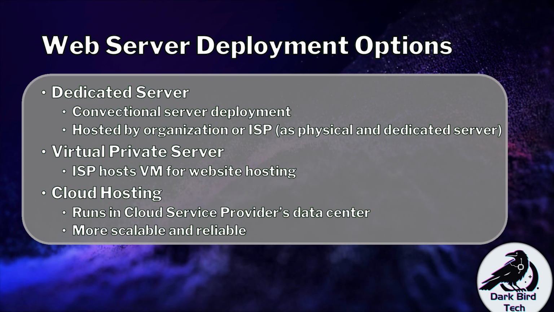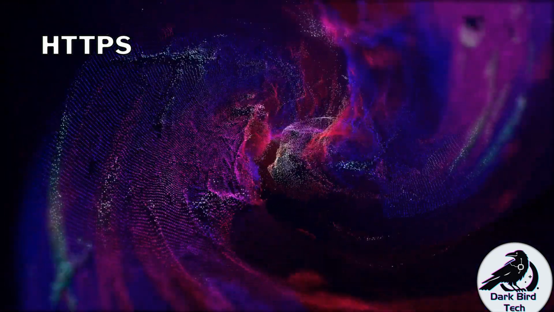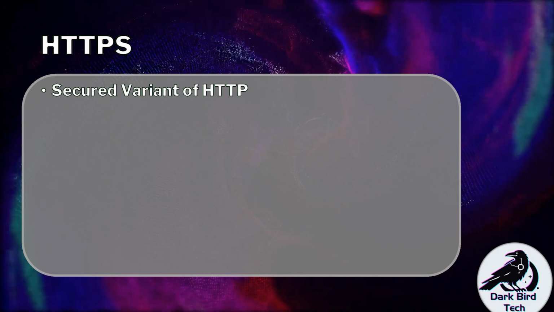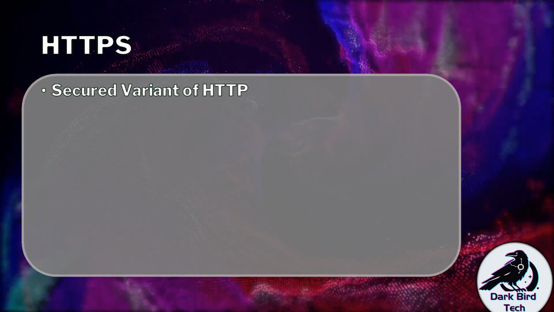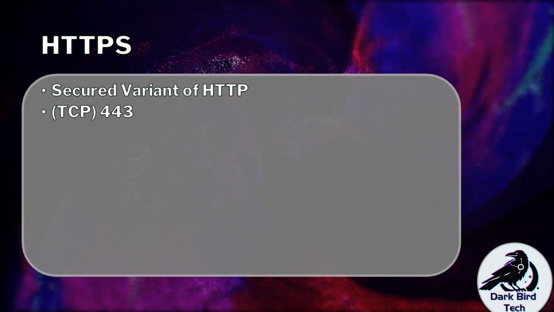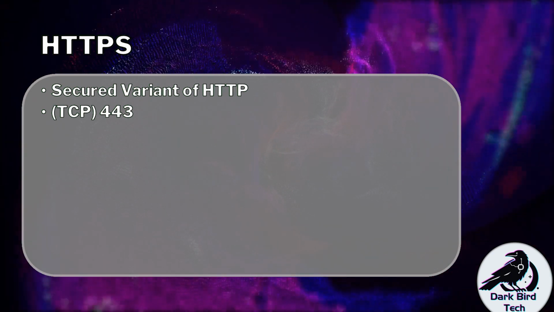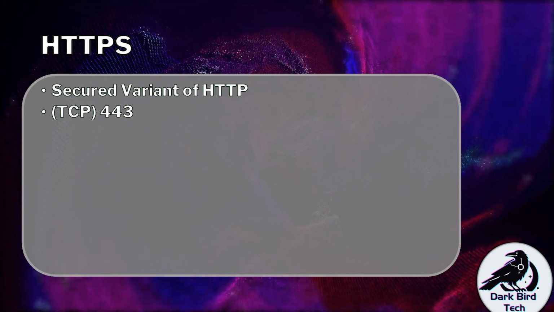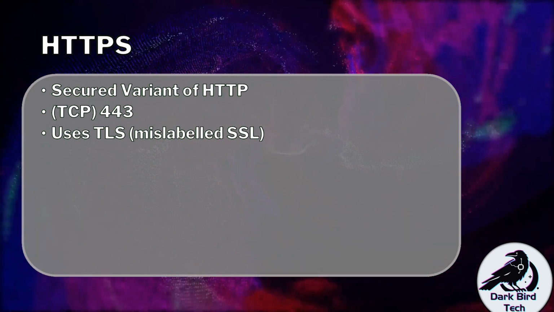Now, obviously, in the modern day, we need to worry about security, and that's where HTTPS comes in. It is a secured variant of HTTP, and you're going to start seeing this now, but any encrypted variant of a protocol usually gets a new port number. In this case with HTTPS, it runs on TCP port 443, and it is using TLS, sometimes mislabeled as SSL.